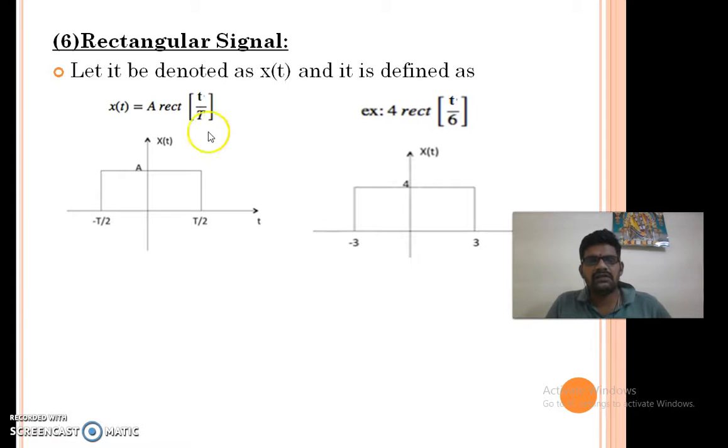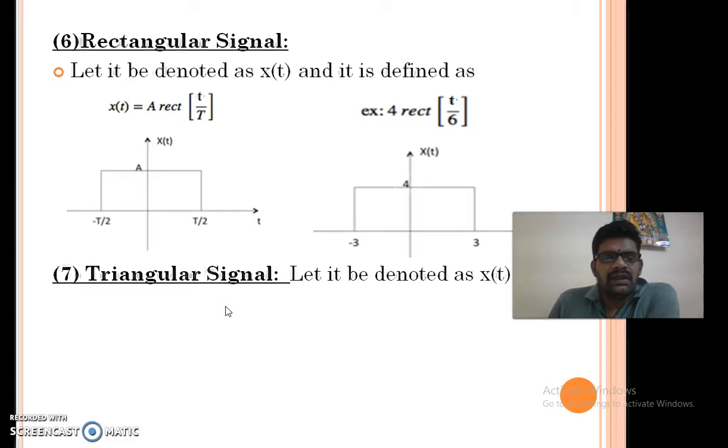You can write this rectangular function in terms of u of t functions like this. U of t plus T by 2 minus u of t minus T by 2 will give this rectangular function. That will be discussed later in the problem discussion.